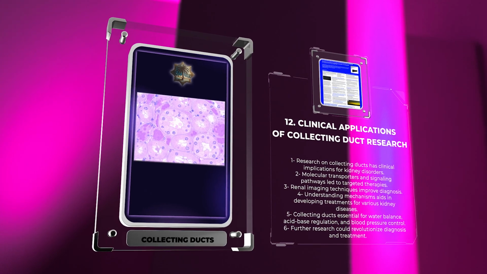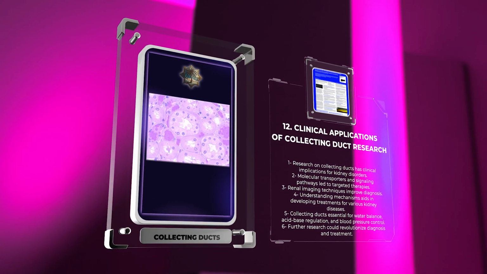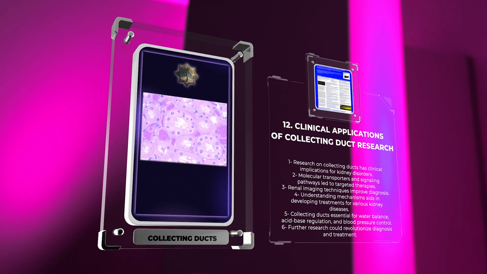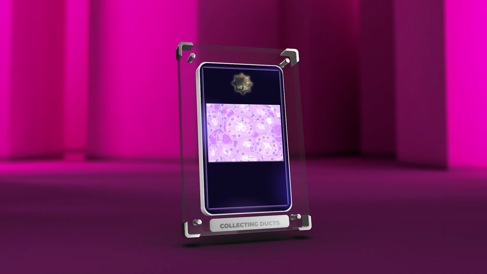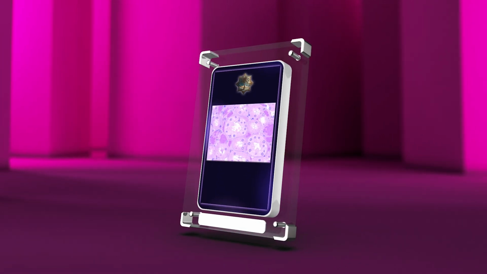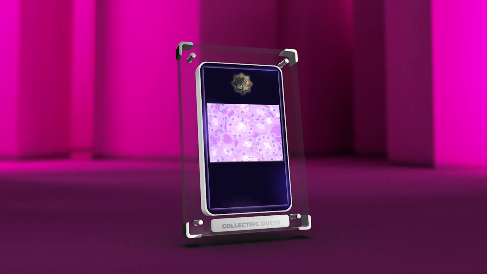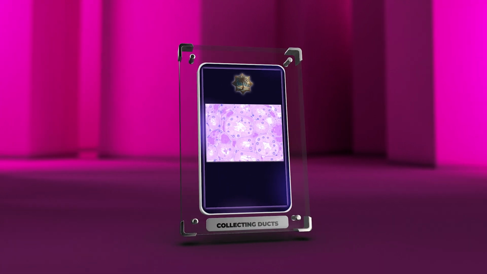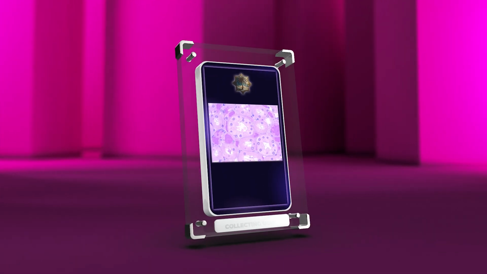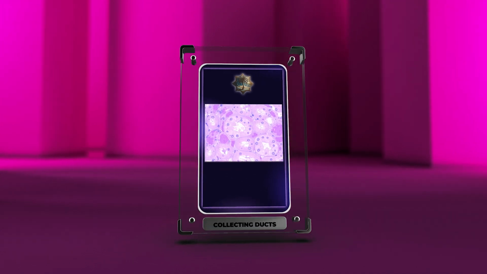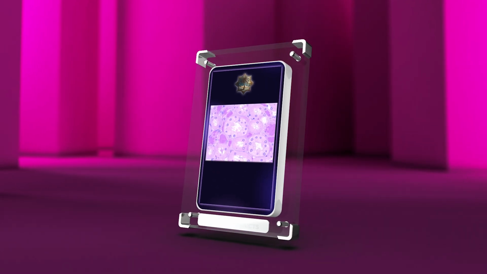Collecting ducts are essential for water balance, acid-base regulation, and blood pressure control. Further research could revolutionize diagnosis and treatment. The collecting ducts are complex structures in the kidneys that help regulate water balance, electrolyte levels, and urine concentration. They interact with other parts of the kidney to maintain the body's internal balance. Understanding the molecular aspects of these ducts is important for diagnosing and treating kidney disorders.